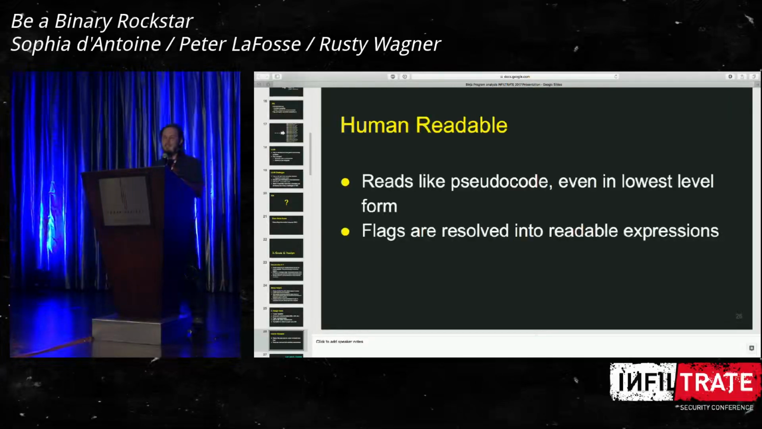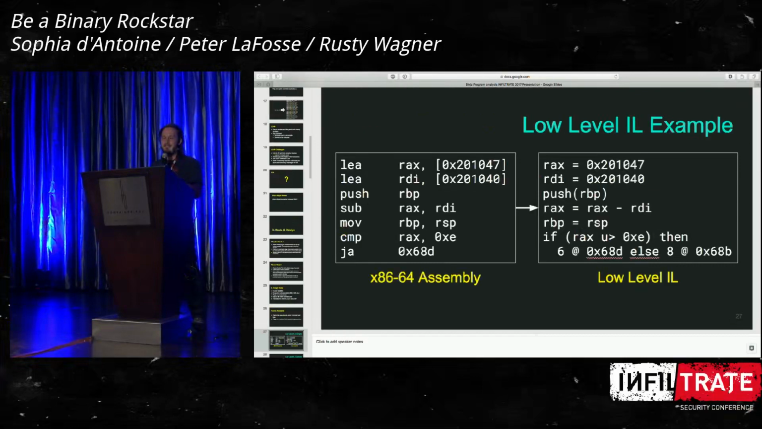Our IL reads a lot like pseudocode, so even in the lowest level form, it reads kind of like a bunch of C code. The flags we actually abstract and fold into readable human-like expressions. So here's an example of our IL. On the left, you see x86-64 assembly, and on the right, we have our low-level IL. You can see that it's near one-to-one mapping, so it's very easy to write a lifter that would output that. It's very easy to read, and at the bottom there, you can see we folded the compare and conditional jump into an if-like expression that's very easy to read.